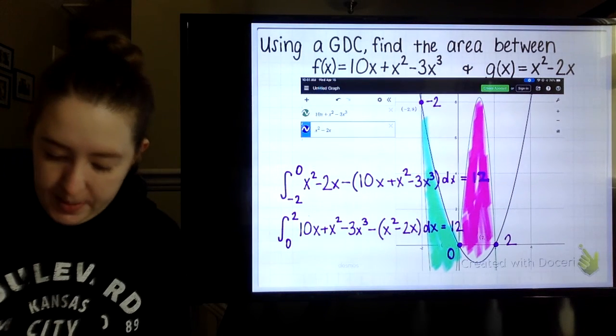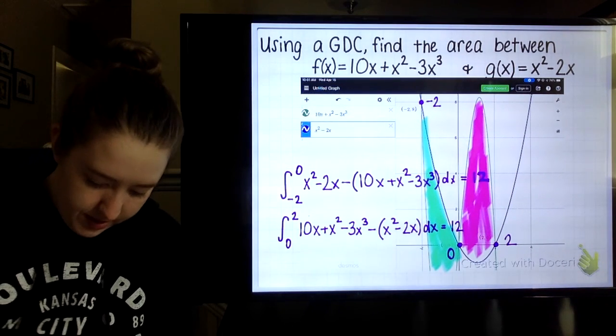So what's the full area between them? 24 units squared.